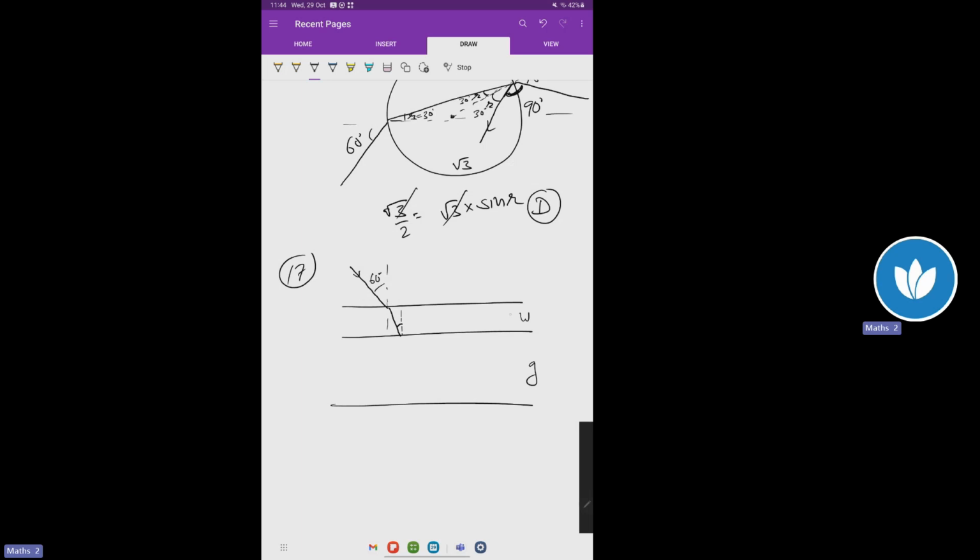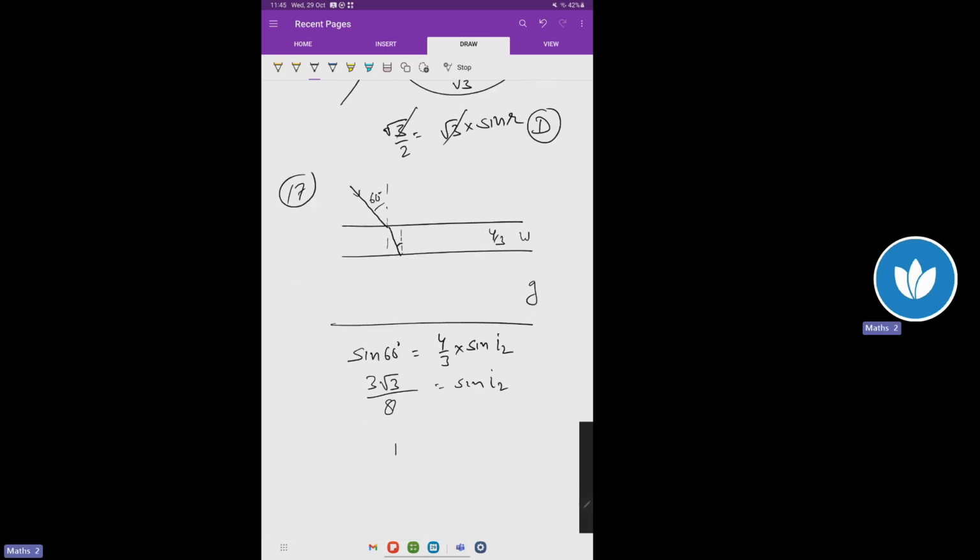So we can apply Snell's law directly. This is 4 by 3. So sine 60 equals 4 by 3 into sine I2. This is root 3 by 2. So I2 is sine inverse 3 root 3 by 8. Option A.